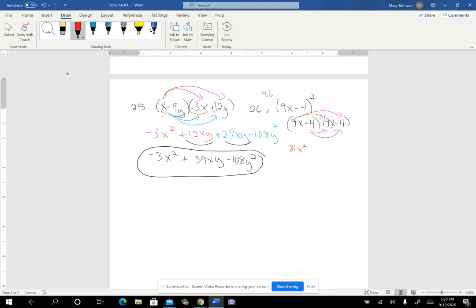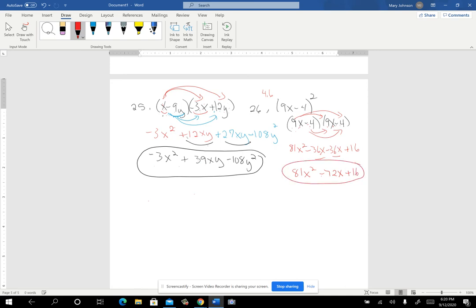So that's 81x squared minus 36x. Then I come back and I do negative 4 times 9, and I get negative 36 with an x. And then negative 4 times negative 4 is positive 16. See how they were the same form? So I wound up getting like terms there in the middle. And when I put them together, I'll have 72x. 81x squared minus 72x plus 16.